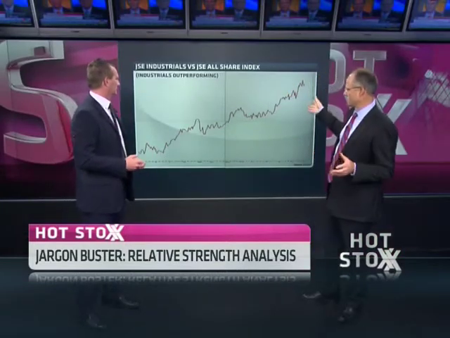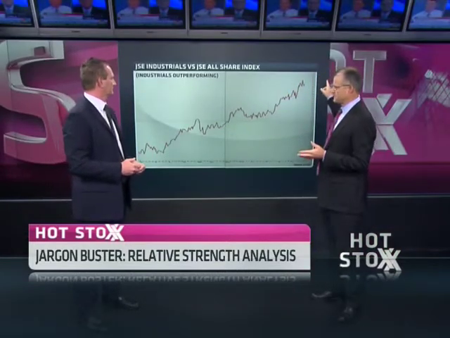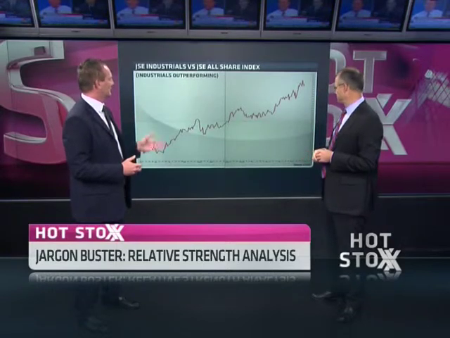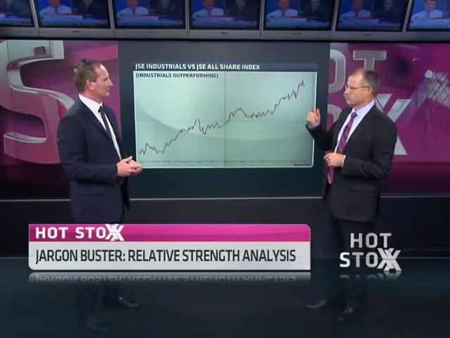So in this case, he's plotted the JSE industrials versus the overall index. The line goes up, which means? Yeah, the industrials are outperforming against the broad index. Okay, so you can cycle through the market looking at those different sectors.